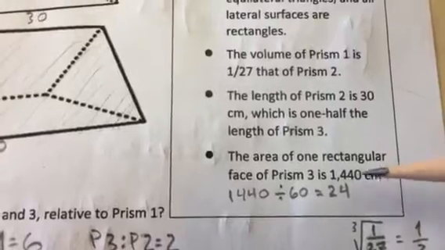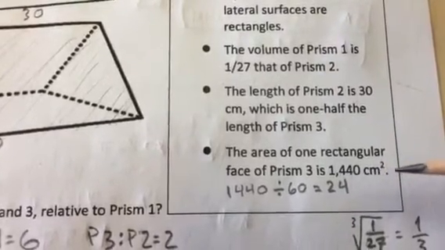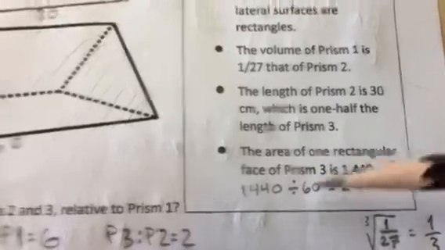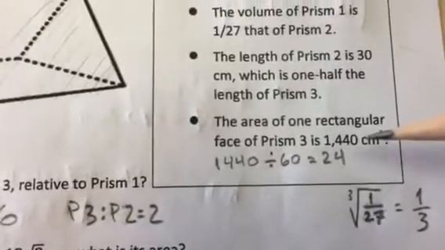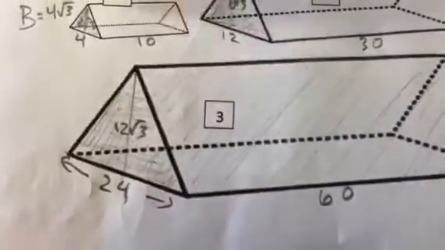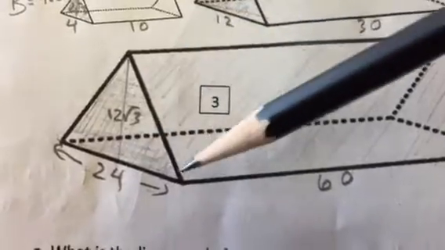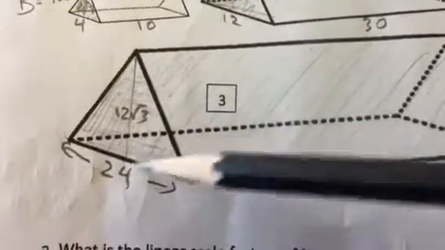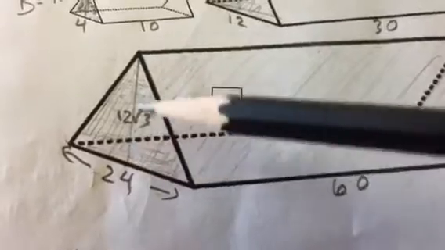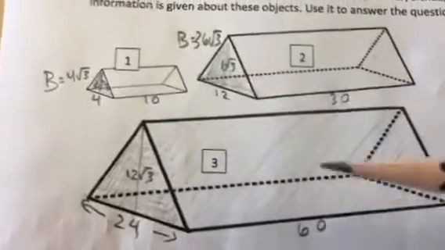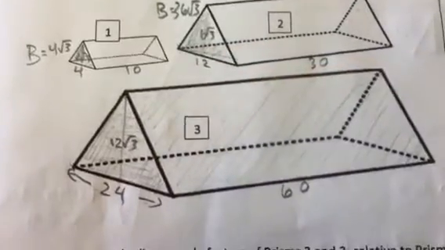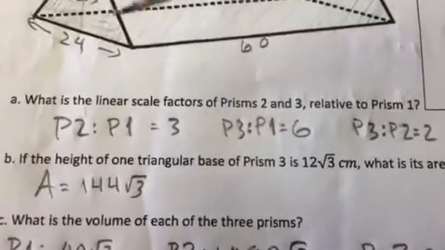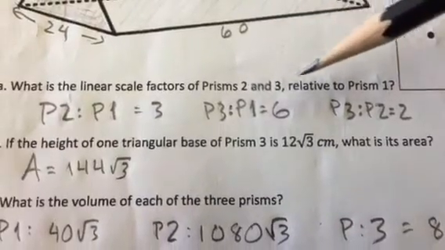The area of one rectangular face of prism 3 is 1,440 square centimeters. So if we know the length is 60, we can divide that into 1,440, and we get an edge length here of 24. Since it's an equilateral triangle, the height of that triangle is 12√3, and then we can calculate the area of all those bases. You don't have it written down here, but now we can do all the measurements or calculations that we need. What is the linear scale factor of prisms 2 and 3 relative to prism 1?